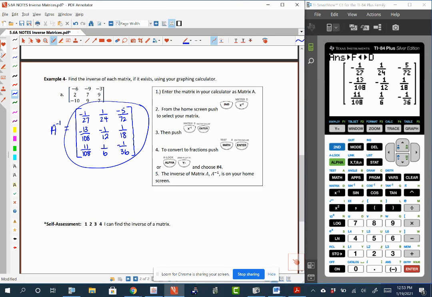So go ahead and self-assess. How do you feel about finding the inverse of a matrix? And good luck on your assignment.